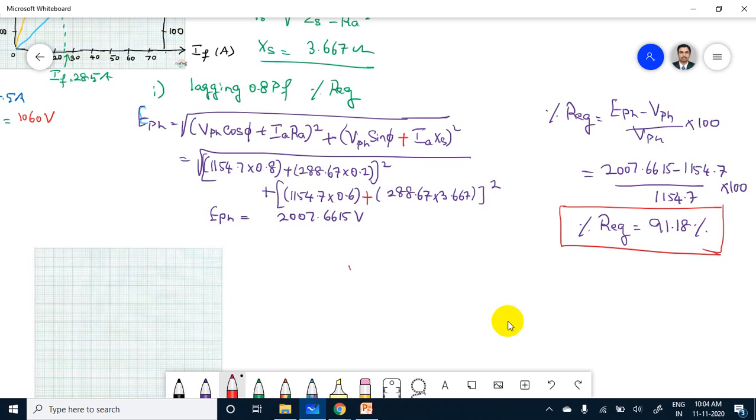Similarly, you can do it for leading. For leading power factor we have to put the minus symbol in this notation. So the answer is E phase equal to 1047.4286 volt, and the percentage regulation will be minus 9.29%.